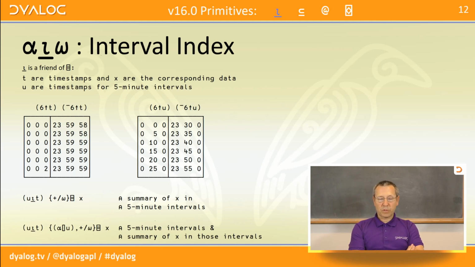Then if we use the interval index of T in U as the left argument to a key operation, that classifies all of our data according to these intervals, and we can easily summarize the data by 5-minute intervals using the first expression near the bottom of the screen. The one at the very end, we use alpha squad U, so we index into the intervals using the index of the interval, which is provided as a left argument to the operand to key, so that we get a result which shows the 5-minute intervals and the summary for the corresponding interval.